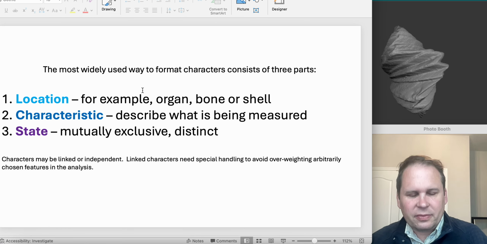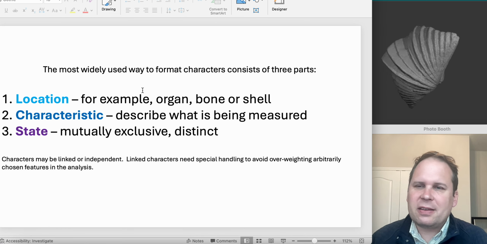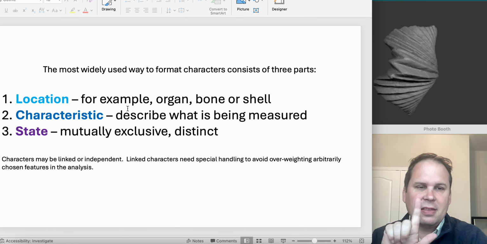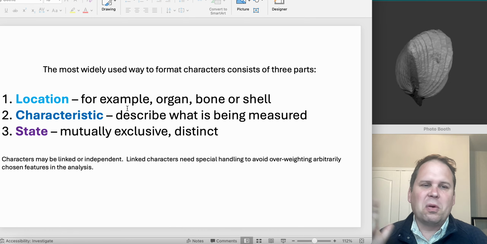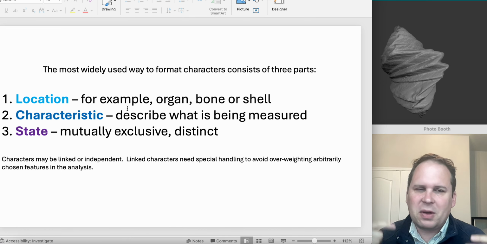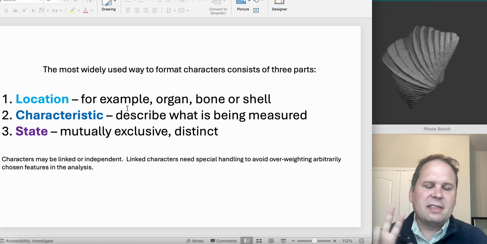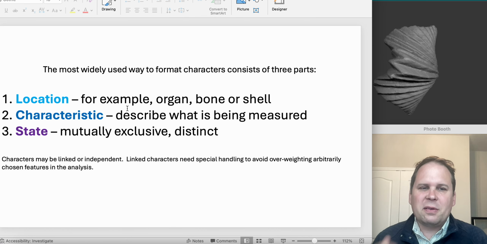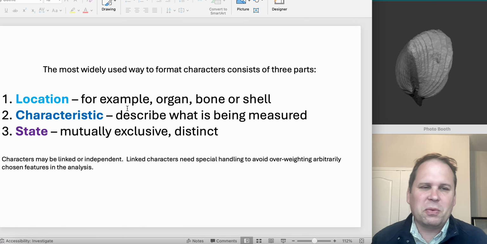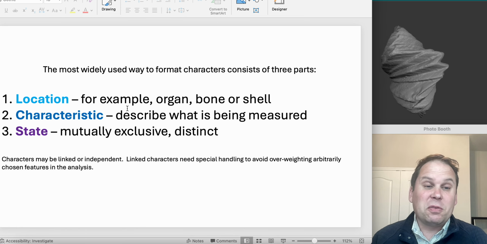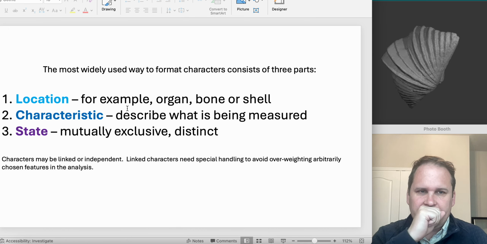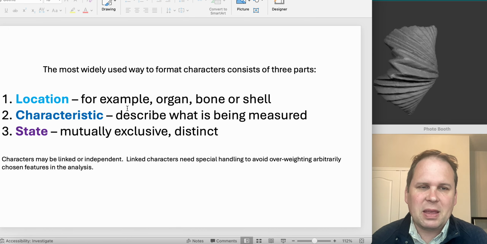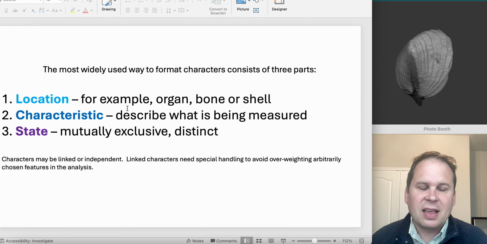So the most widely used format is that you're going to have first the location, so like where in the body. Second, the name of the characteristic or body part, typically whatever it is that you are measuring. And then the state. And the states have to be mutually exclusive. It has to either be one or the other. There cannot be any in between. And you have to write the criteria in such a way that there is no possibility that it can be in between those two states.